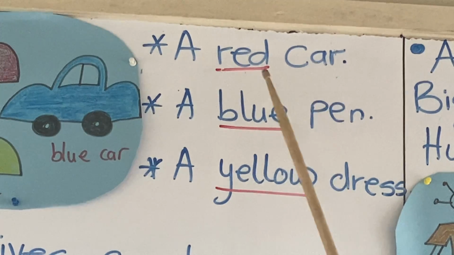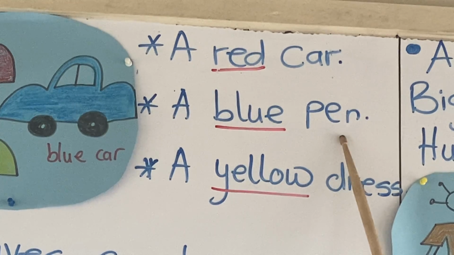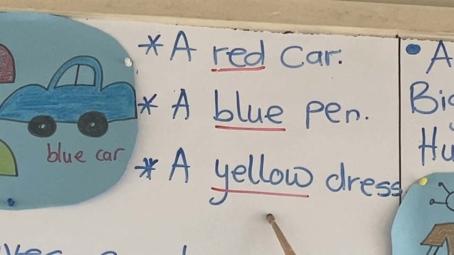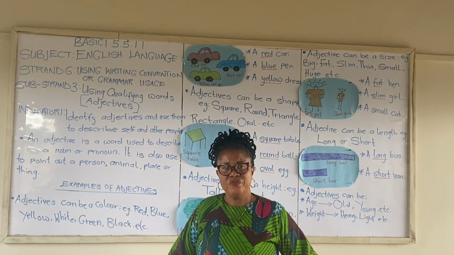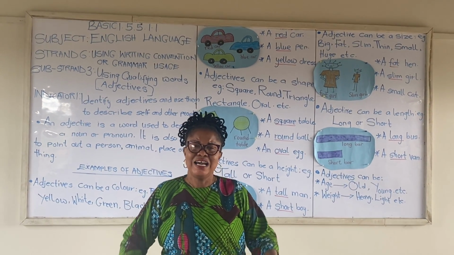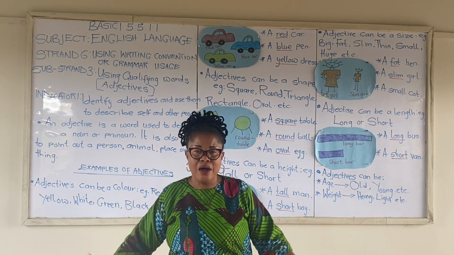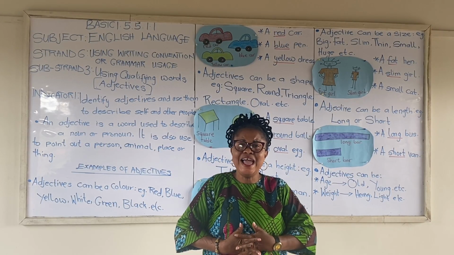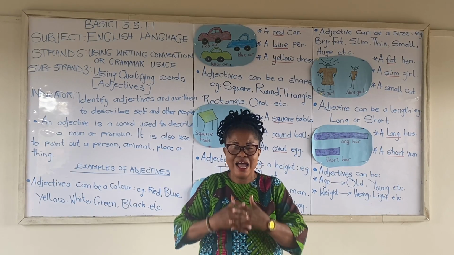Examples of sentences: a red car. Red is what? An adjective. A blue pen. Blue is an adjective. A yellow dress. Yellow is an adjective. Now, we know that colors point out to nouns or pronouns. So it is what? An adjective. In a sentence, when you see color in a sentence, it is an adjective.